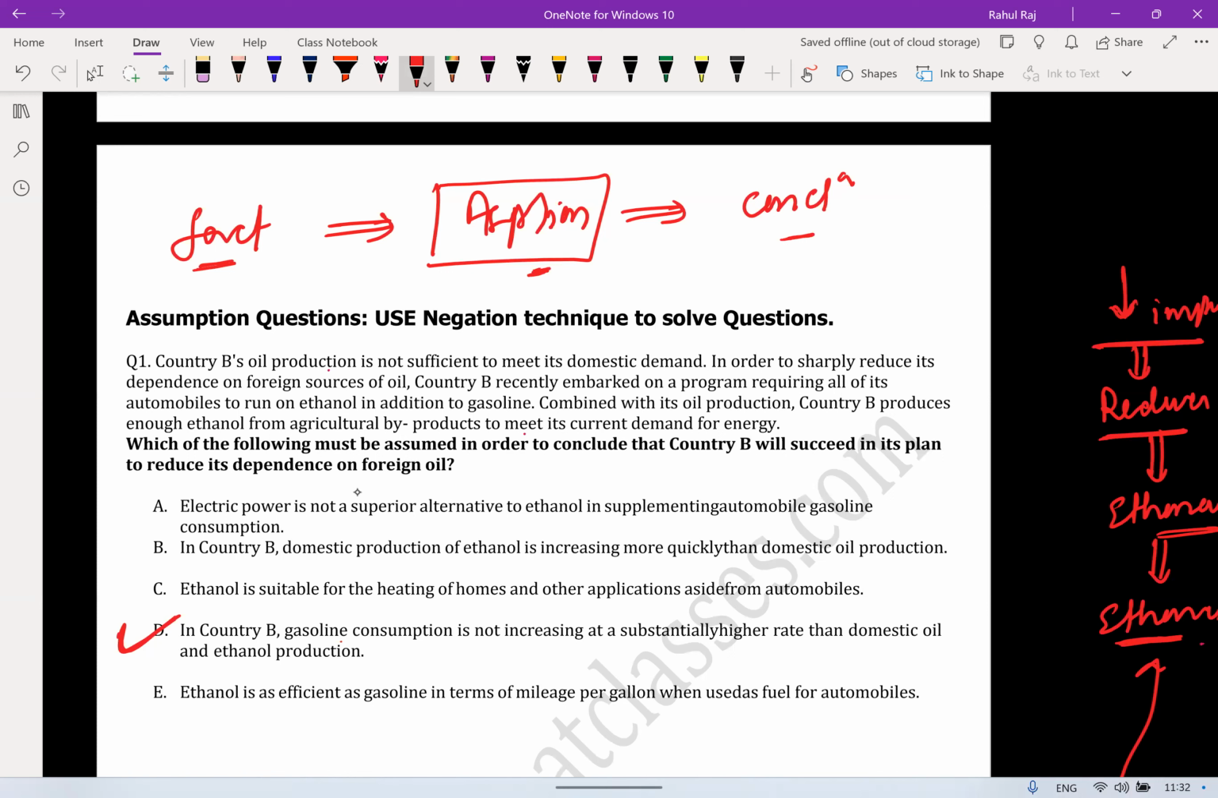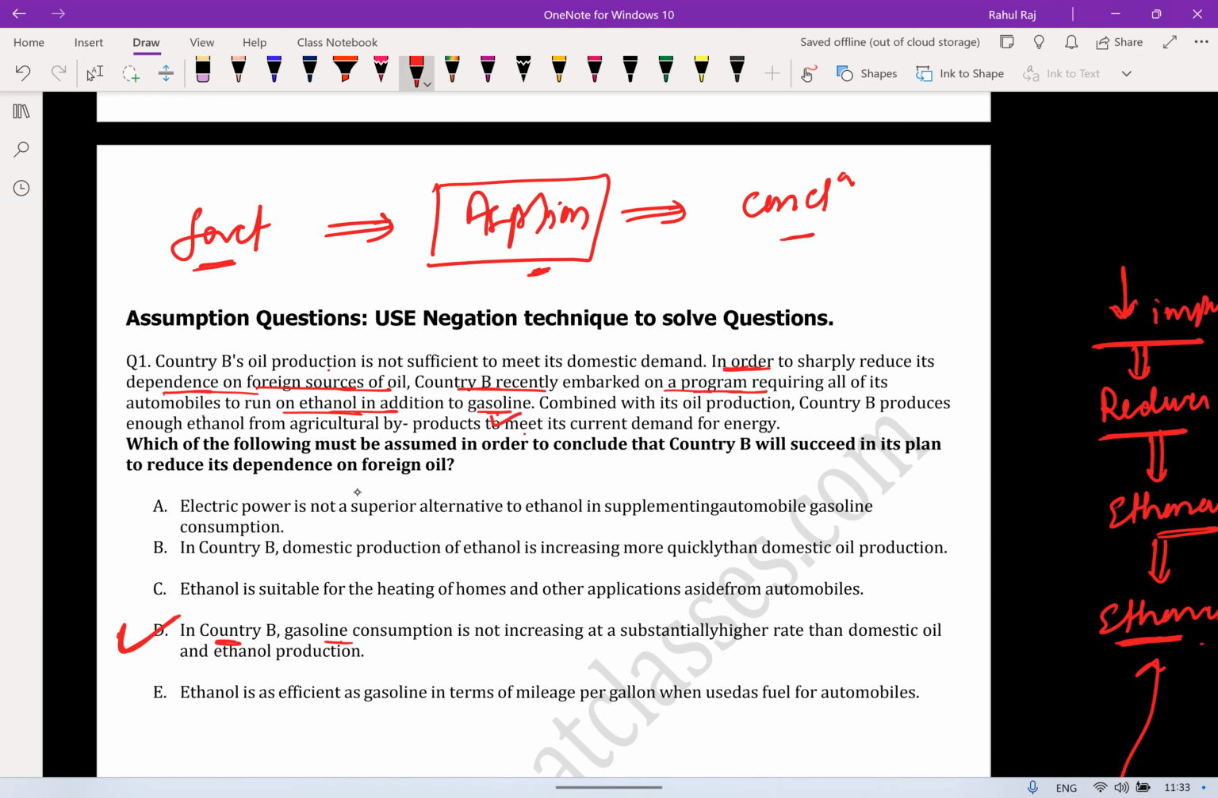So I'm reading now. See here, in order to sharply reduce the dependence on foreign source of oil, country B recently embarked on a program requiring all its automobiles to run on ethanol in addition to gasoline. I've read the fact. And now I'll read the assumptions. So I'm reading it again. In order to sharply reduce the dependence on foreign source of oil, country B recently embarked on a program requiring all its automobiles to run on gasoline.